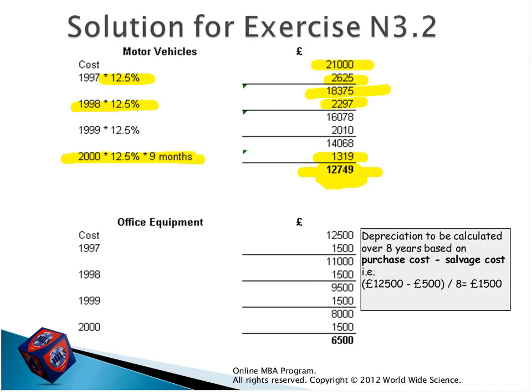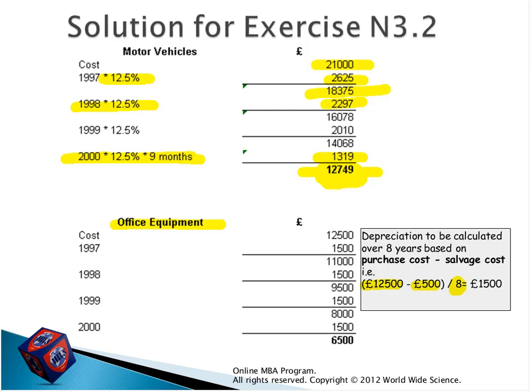So the office equipment is being depreciated by the straight line method, and it has a salvage value equal to 500. First, depreciation is to be calculated over 8 years, so we are using the office equipment for 8 years. To find the depreciation for the year, we must take our original cost, 12,500, deduct our salvage value, which is 500, and divide by the 8 years of the useful life of this equipment.